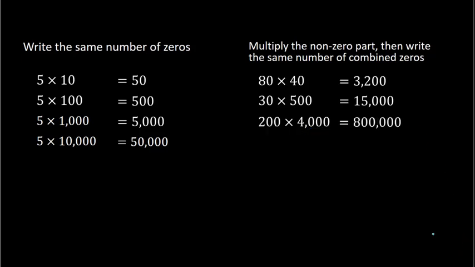Let's try one more example. Here we have 90 times 8,000. So again, we want to multiply the non-zero part. So 9 times 8 gives 72. And then we have 1, 2, 3, 4 zeros. So we follow the 72 with 4 zeros. So the answer is going to be 720,000.